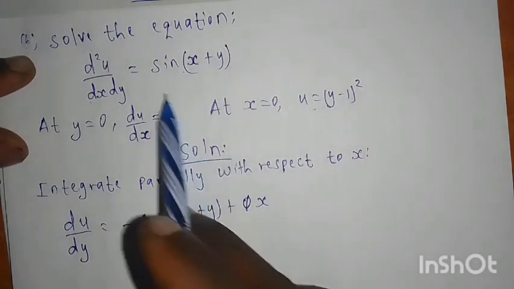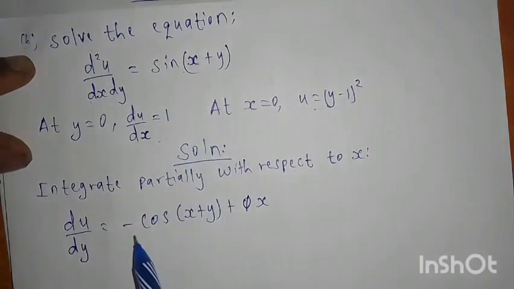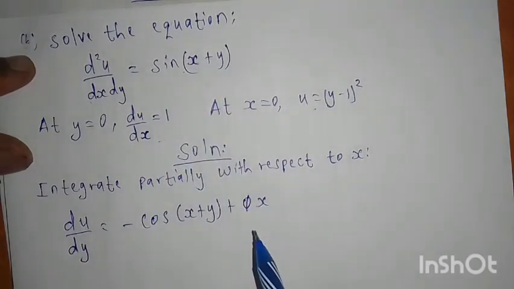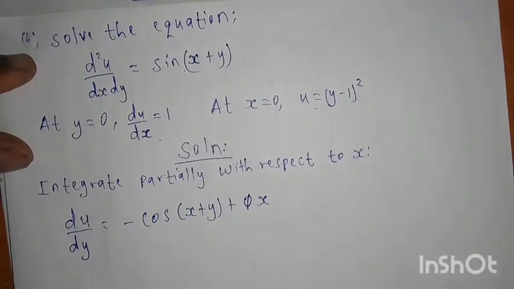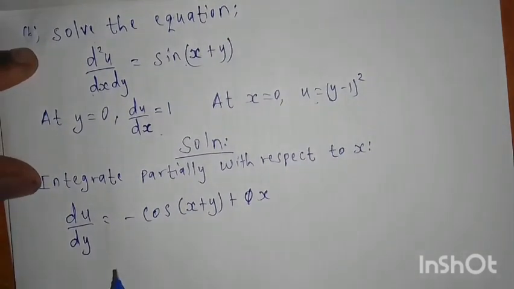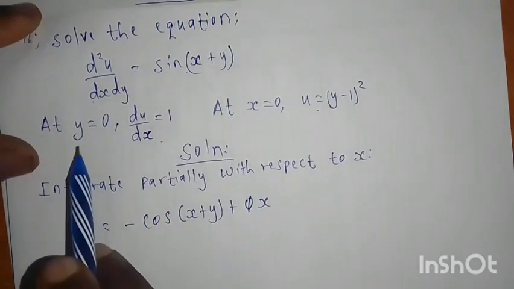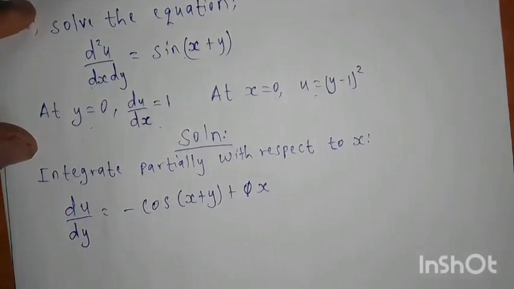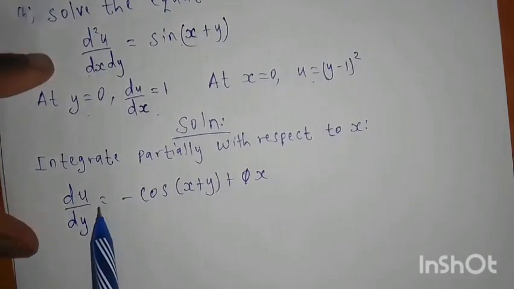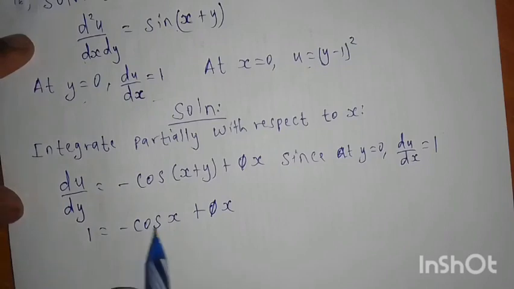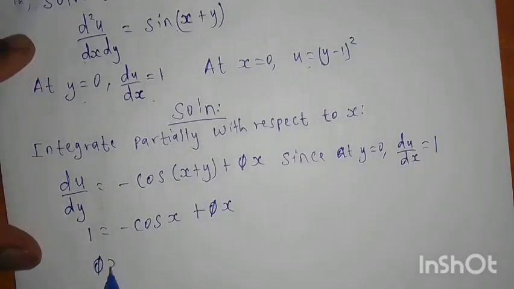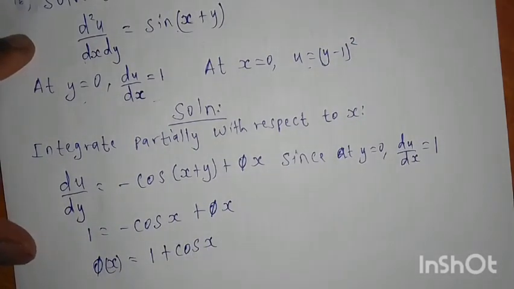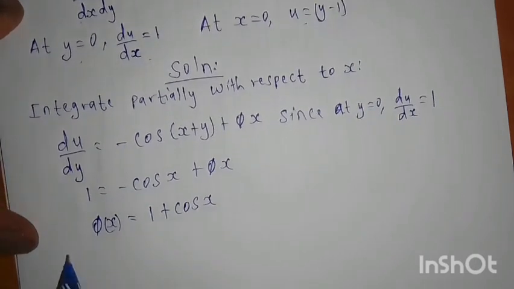When we integrate sine, we get negative cosine. So this is the first step. Now we apply the boundary conditions. Here we are given that at y equals 0, du over dx equals 1. Applying these conditions in this equation, we find x, and therefore we can write our equation as follows.